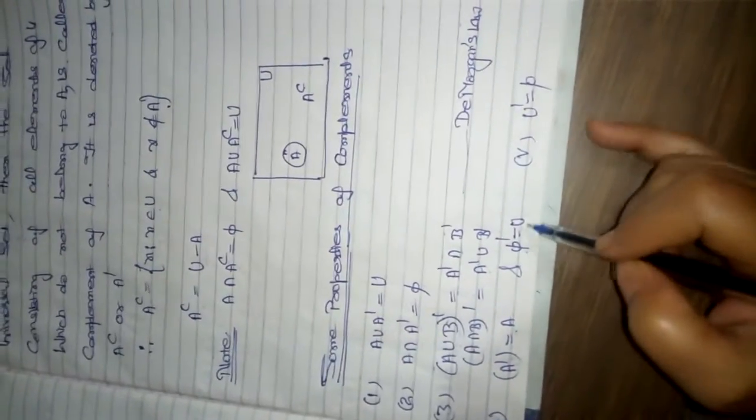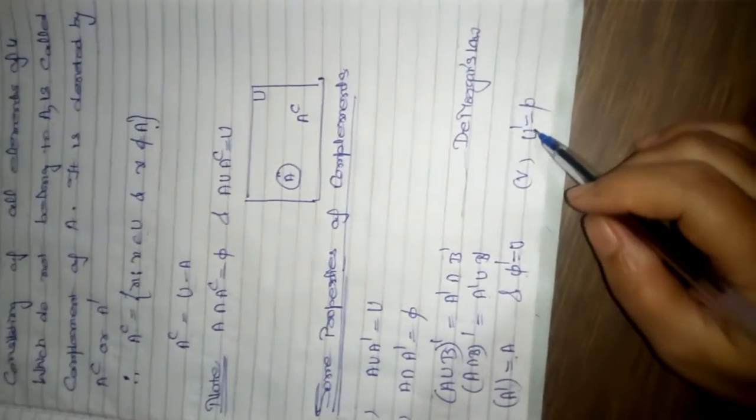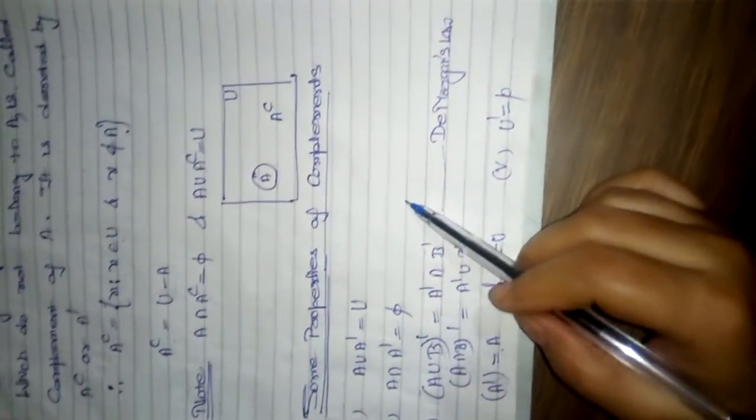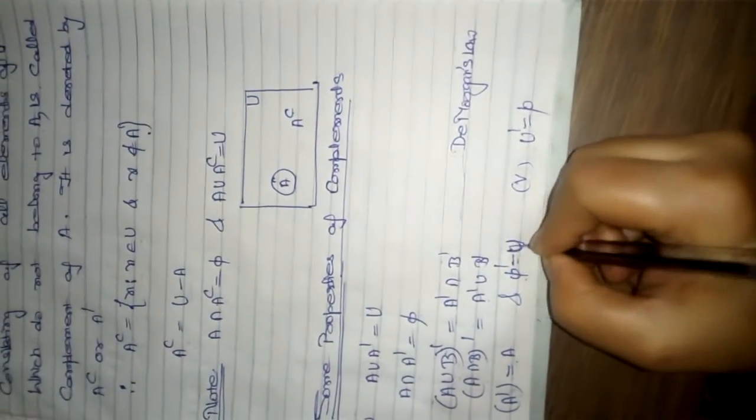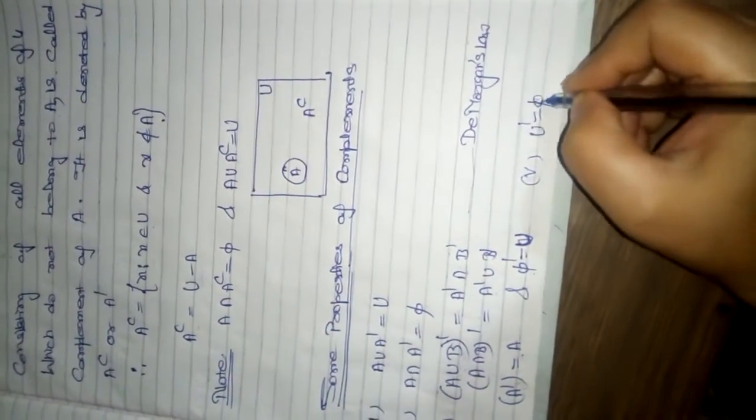And (A dash) dash is equal to A, meaning the complement of A complement is A, and phi dash is equal to U, and then U dash is equal to phi. These are the properties of complements. Now let us start the exercise.